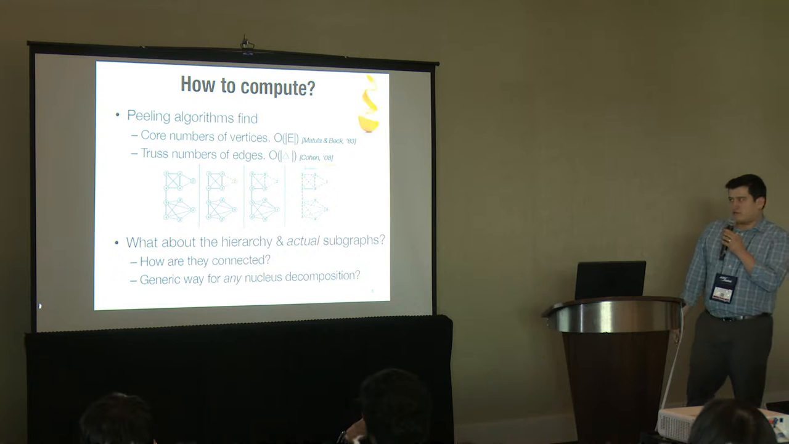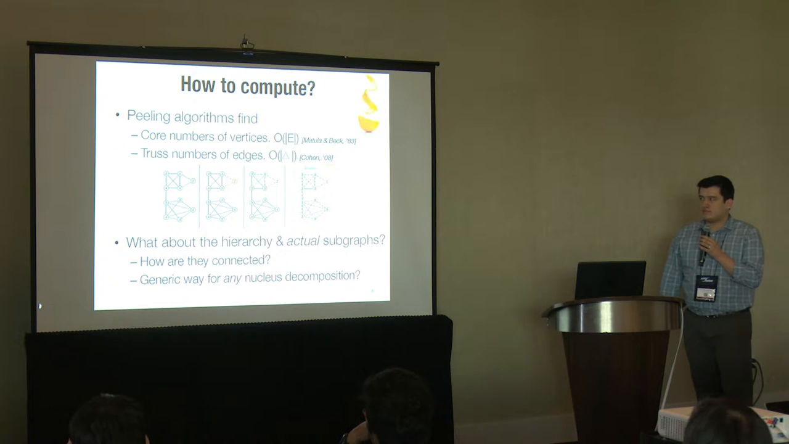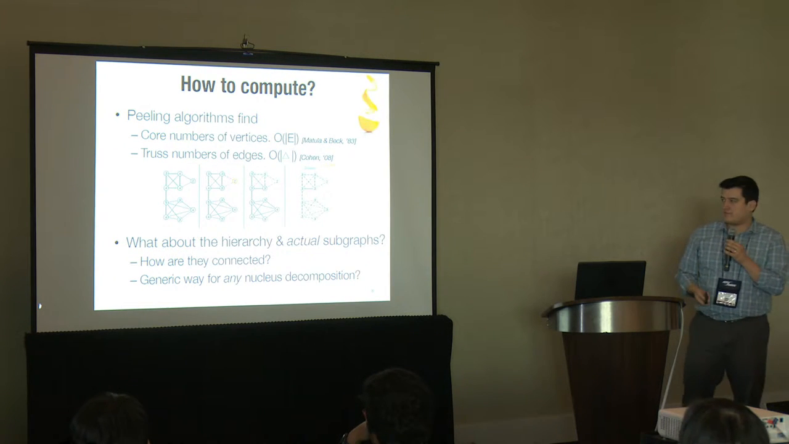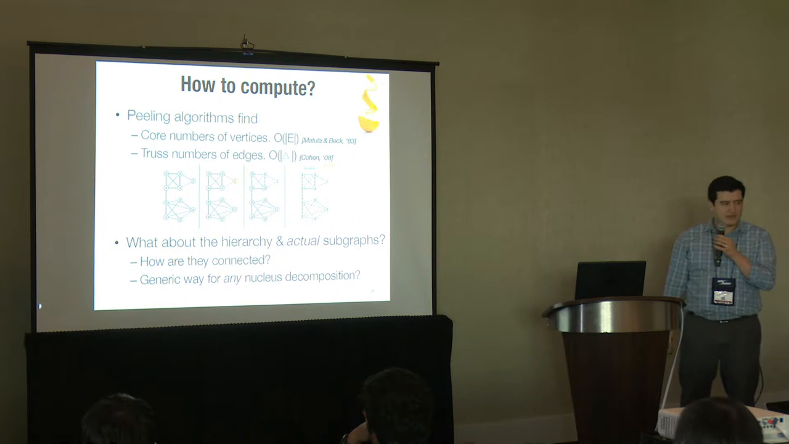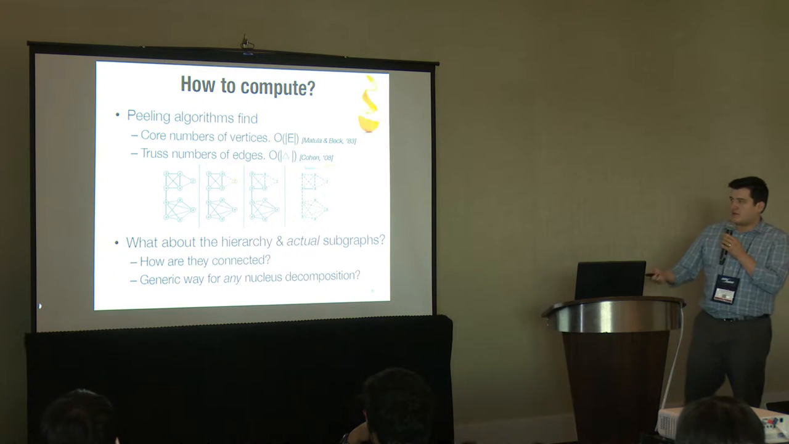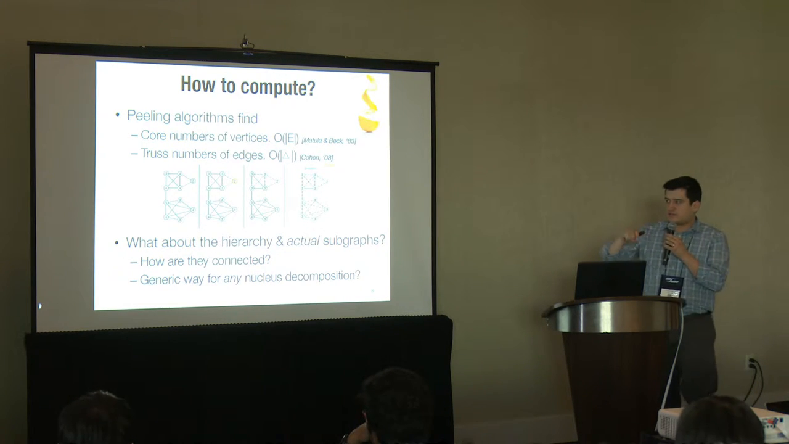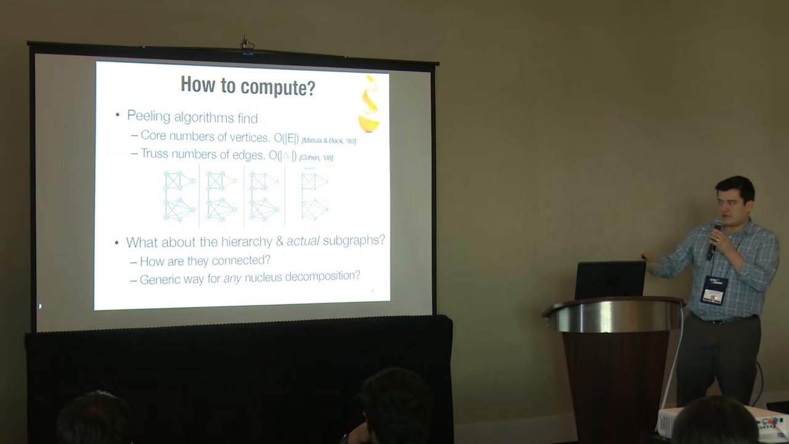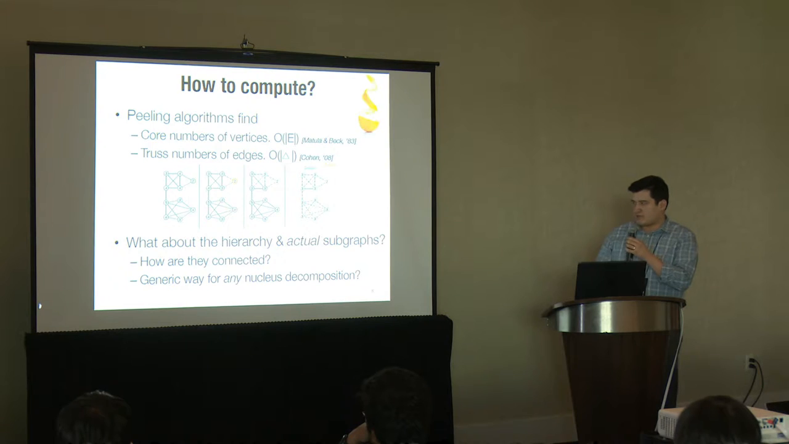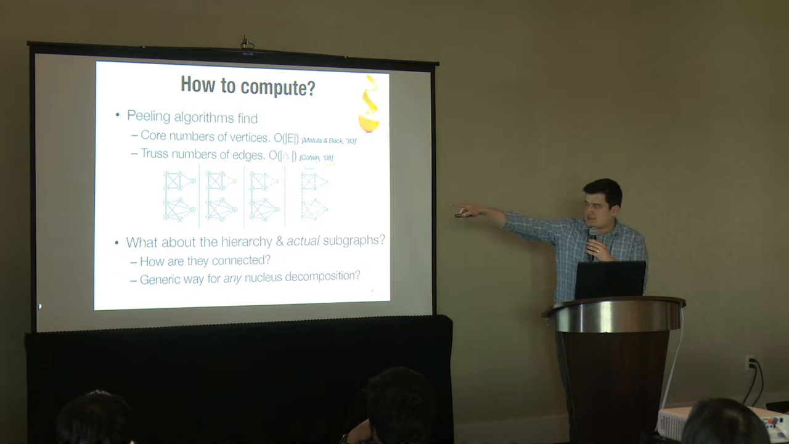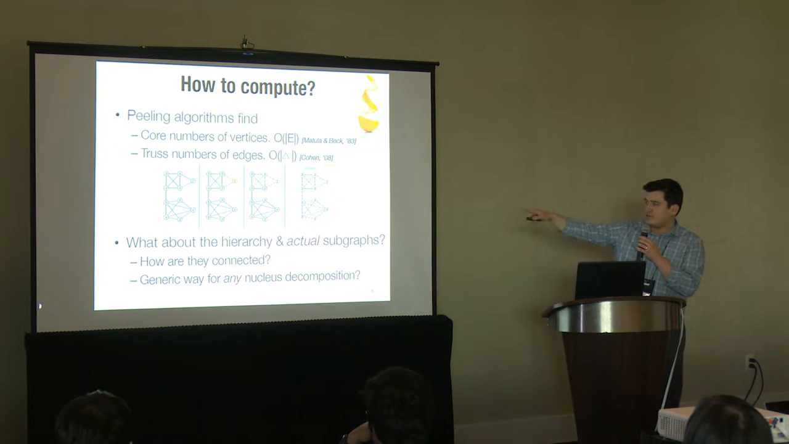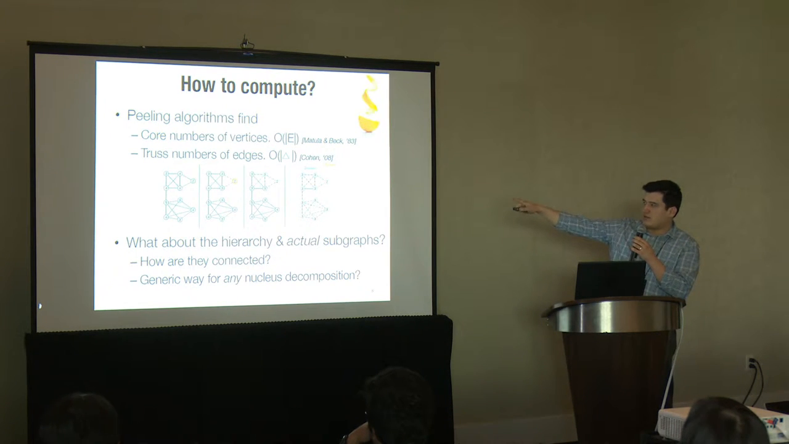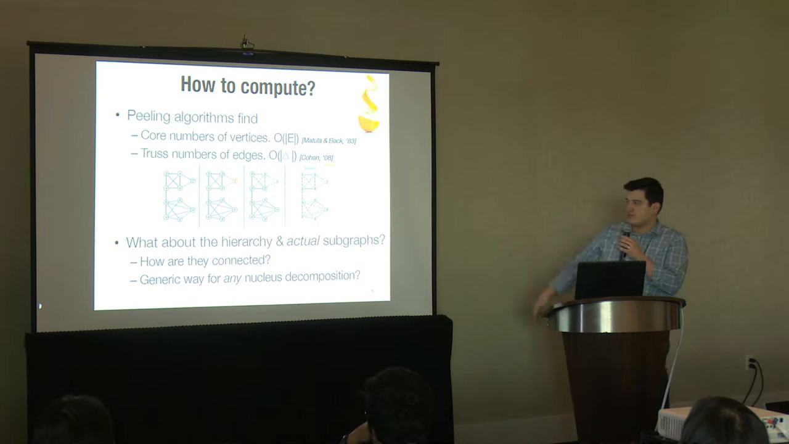So how do we compute those? There is a very nice algorithmic methodology for that, known as the peeling algorithm. You basically start from the degrees of a vertex or triangle counts of an edge, start from the minimum degree vertex and assign the core number, and then decrease the neighbor degrees, and you go until all the vertices are processed.